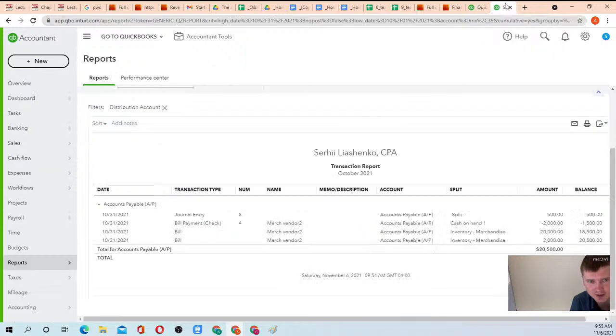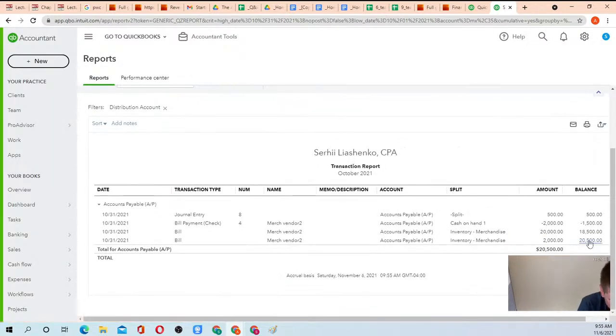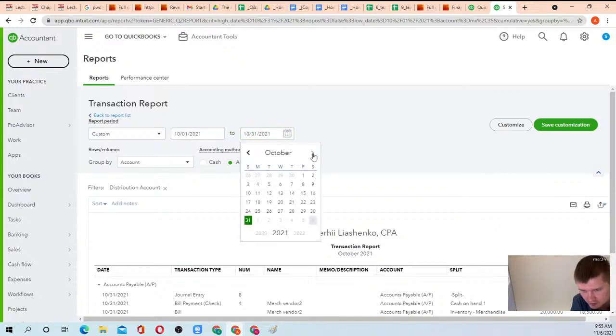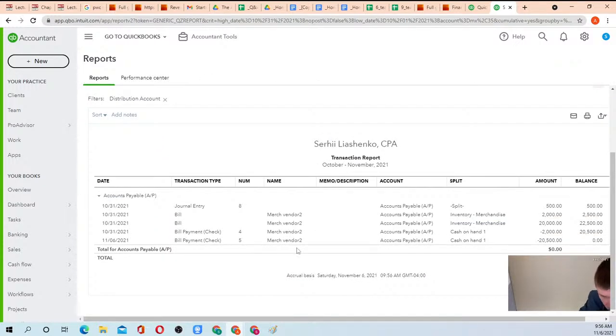And let's take a look. So this was our accounts payable account. And as you can see, the amount stayed the same. That's because we did a bill payment in November, while we are still in October in here. If I change it to November 30, it will show that payment. You see the date here.